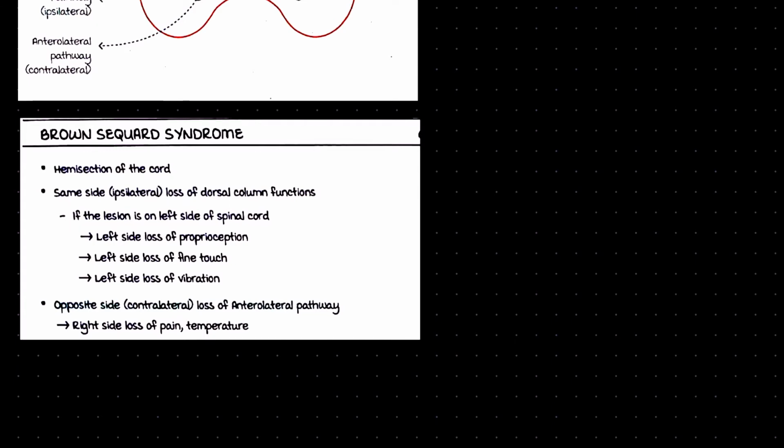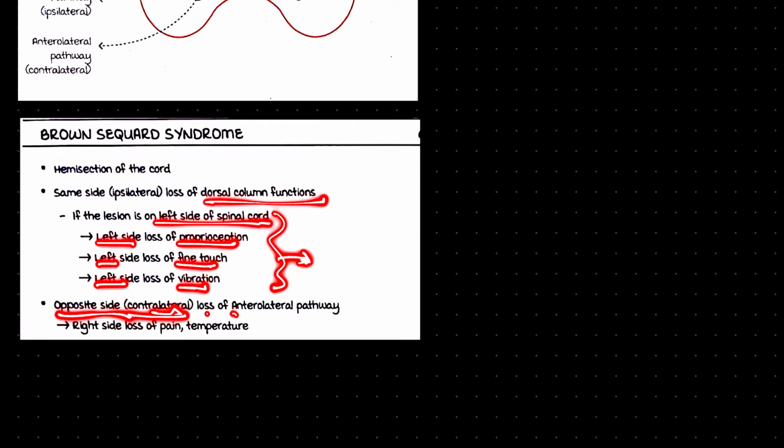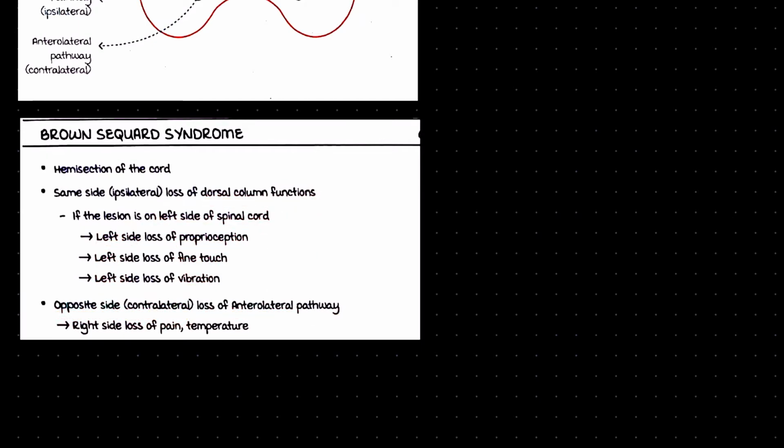stereognosis. If the lesion is on the left side of the spinal cord, then there will be left side loss of proprioception, left side loss of fine touch, left side loss of vibration. These are all the functions of the dorsal column tract. Opposite side is called contralateral, and there will be contralateral loss of the anterior lateral pathway function, which is pain and temperature.